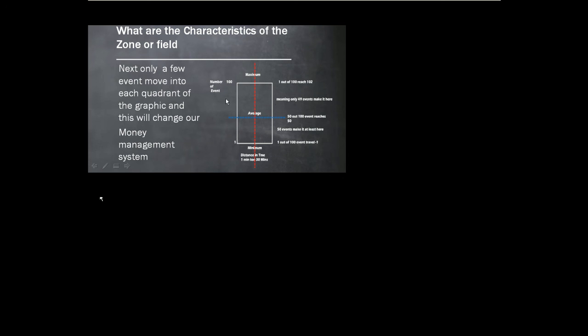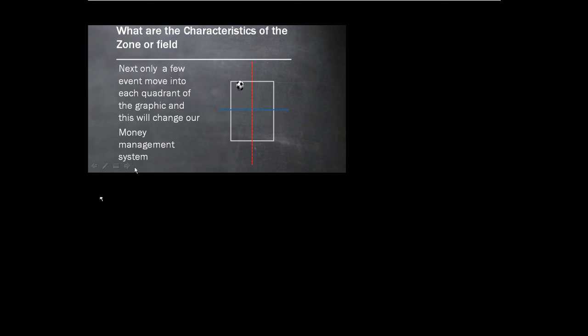If you get into the large price movement rows, you're going to need to change your money management system. Now, next, only a few events move into each quadrant. The graph will change. It totally will. That's the whole point. That's why we brought the slide up again.